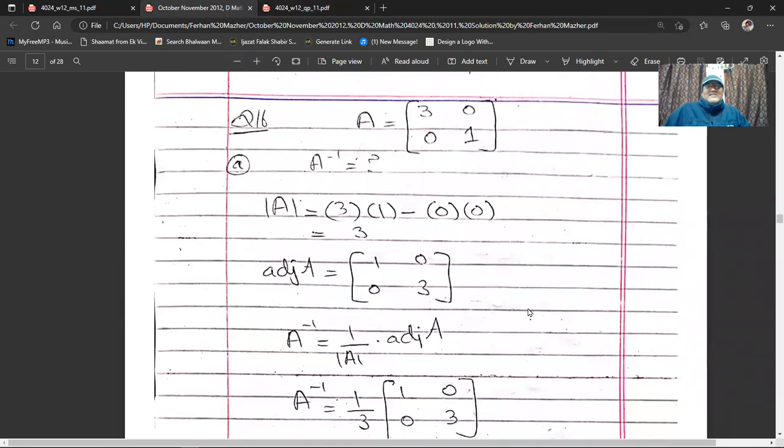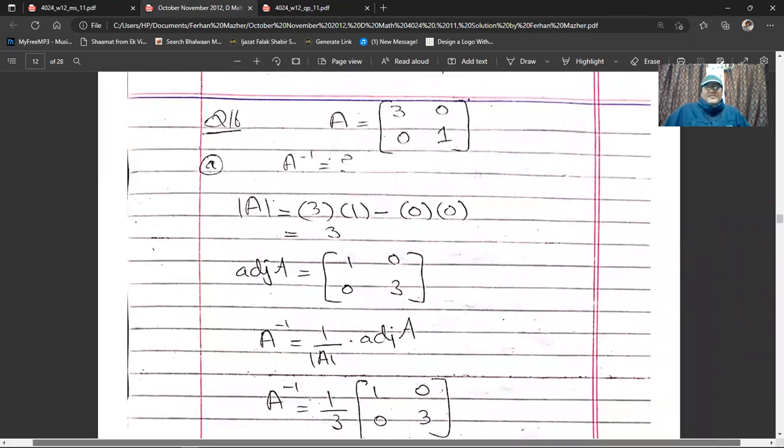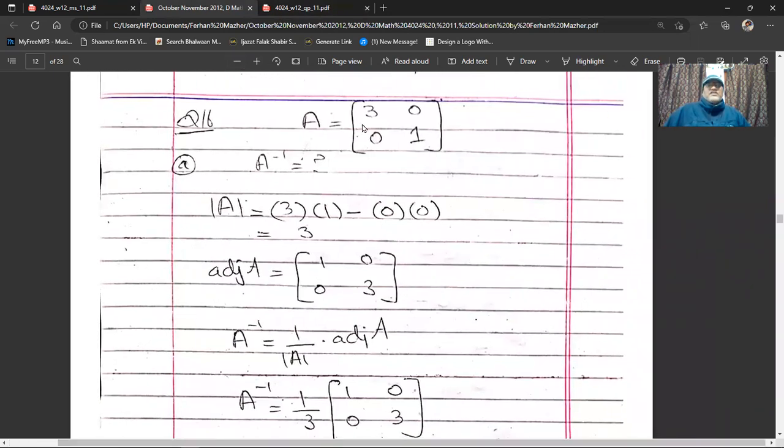I have done this. So here we have the matrix A, 3, 0, 0, 1. A inverse is the question. So find the determinant. I will multiply these two with each other. 3 into 1 minus 0 into 0. So it will be 3. So determinant is 3. Adjoint, I will change the location of these 2 points, and I will change the sign of these 2 points. So 1 and 3. Because they are 0, they don't have plus minus sign. So they are just 0, 0.